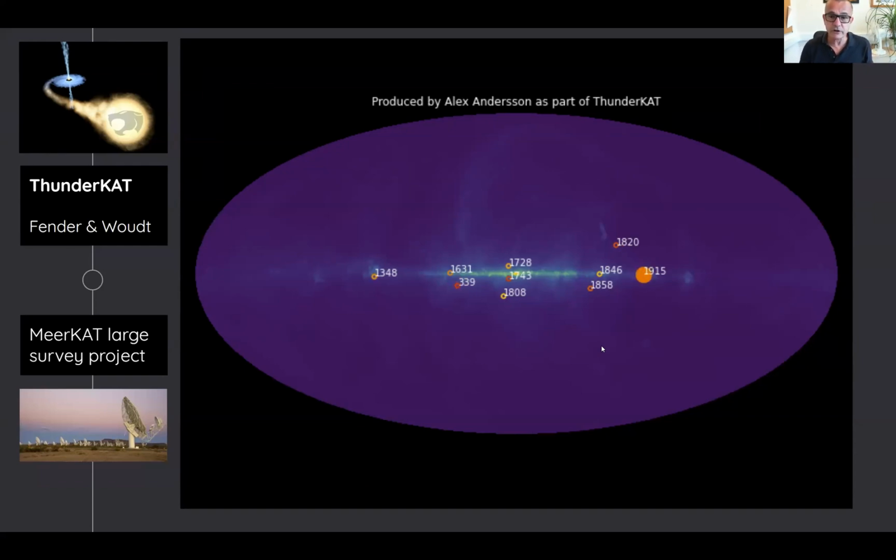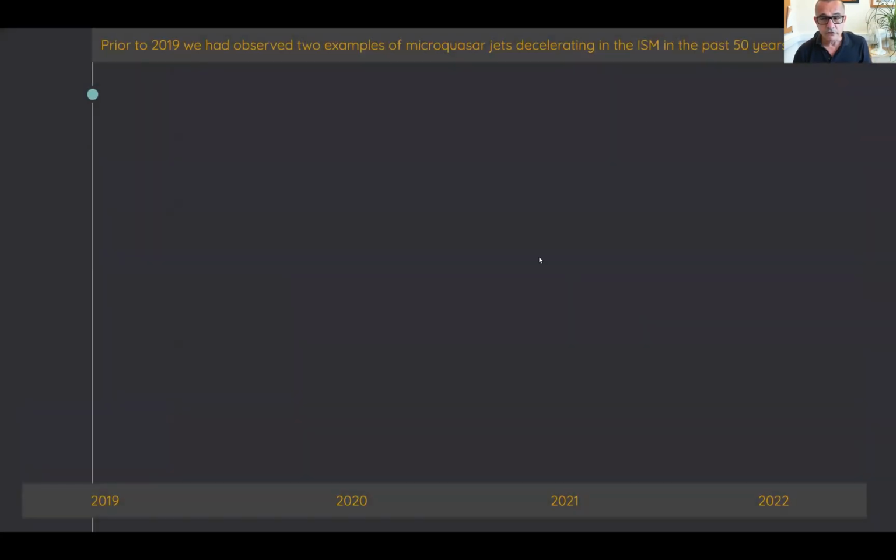So a lot of interesting results have come out of this program, but I think the one that's got me most excited and is most relevant to this particular discussion is the aspect of seeing jets decelerating as they propagate into the interstellar medium. So those of you who know this field will know that prior to about 2019, we had in the previous, well, 50 years, but really about 20 years of looking for these things on and off, observed 2 good examples of microquasar jets decelerating into the interstellar medium.